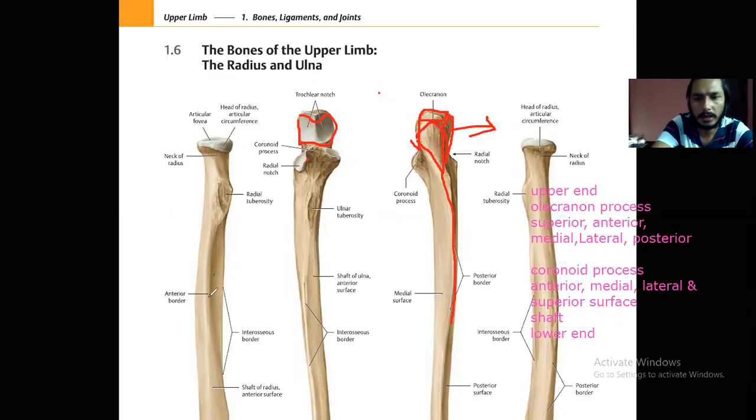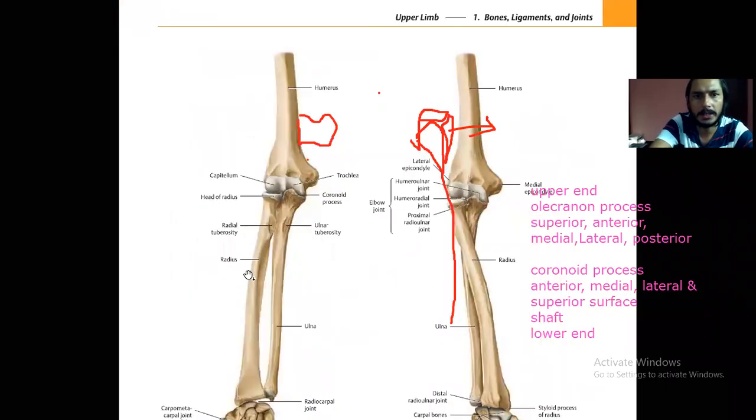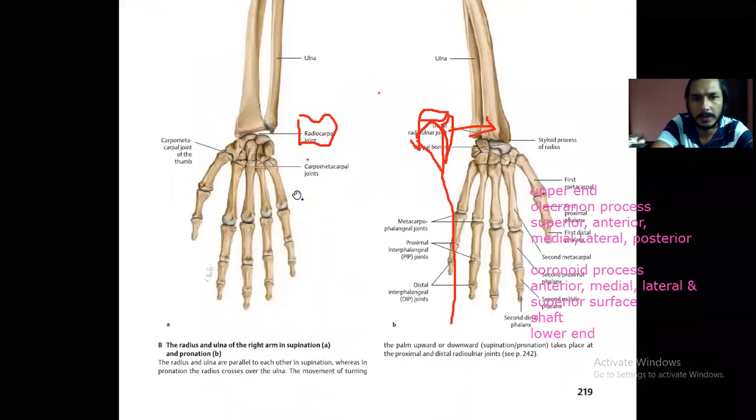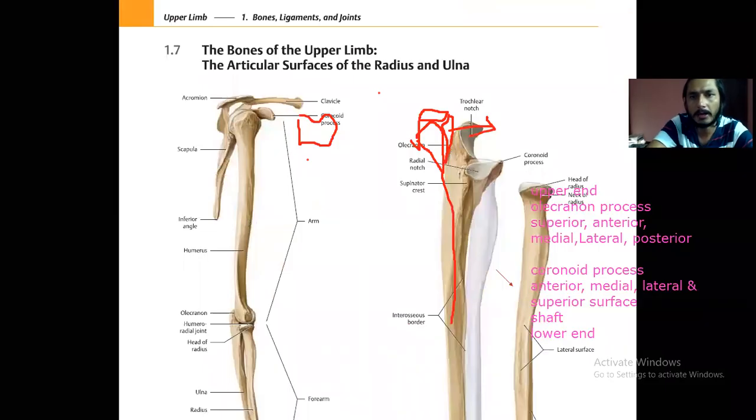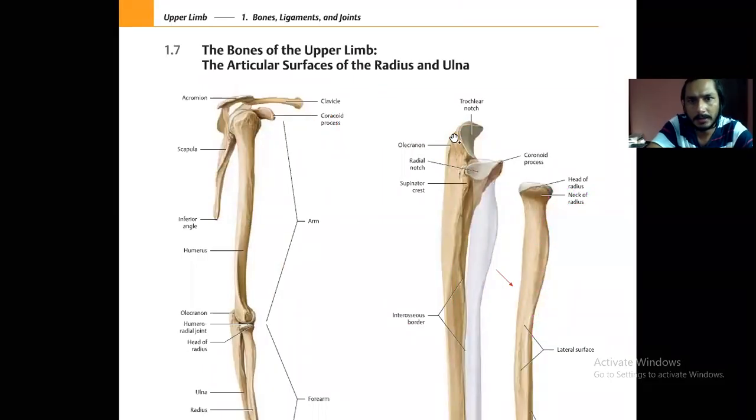Now see here, let me show you. Can you see here? This is the trochlea. Now see, this is the coronoid process, and the superior surface of the coronoid process also. Now can you see this part here? It is more clear here. Now see the ulna bone here. This is the ulna. This is the olecranon process, the hook-like extension at the upper end. This is the anterior surface of the olecranon process that forms part of the trochlear notch.